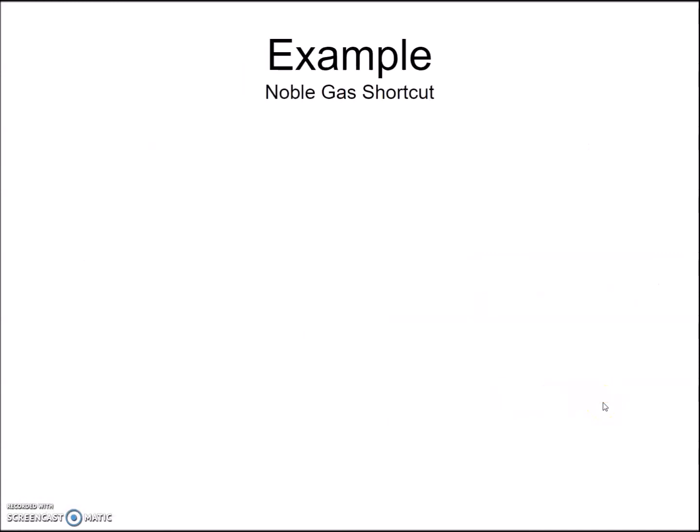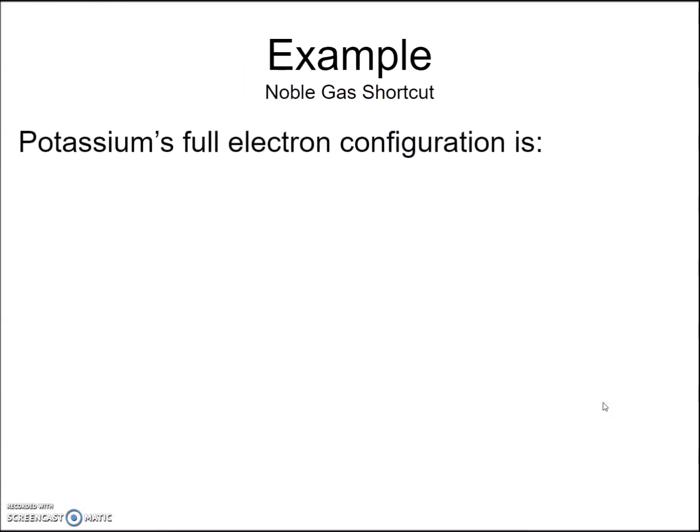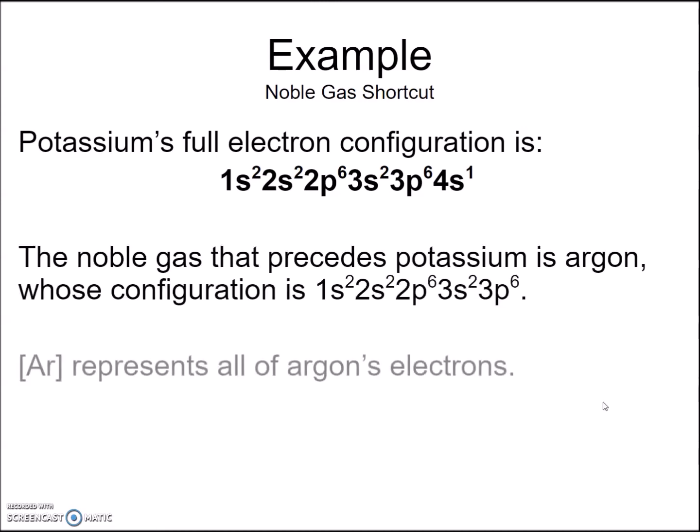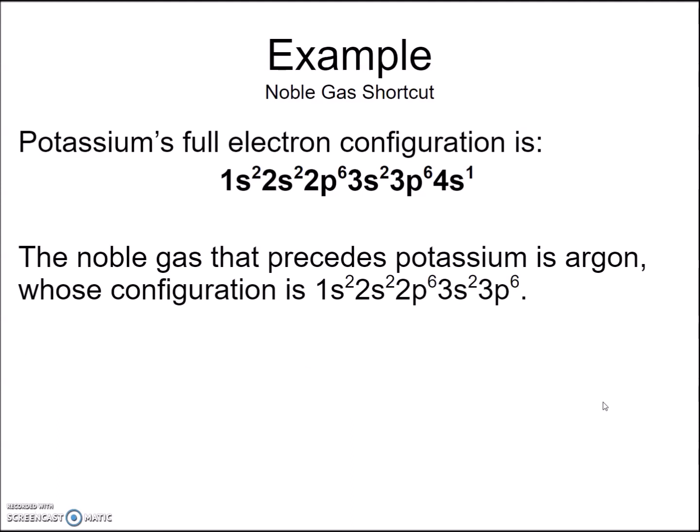Let's go back to potassium. Potassium's full configuration that we had worked out a couple of minutes ago was 1s2, 2s2, 2p6, 3s2, 3p6, 4s1. The noble gas that precedes potassium on the periodic table is argon. Argon is element number 18. Its config, if you were to write it all out, would be 1s2, 2s2, 2p6, 3s2, 3p6.